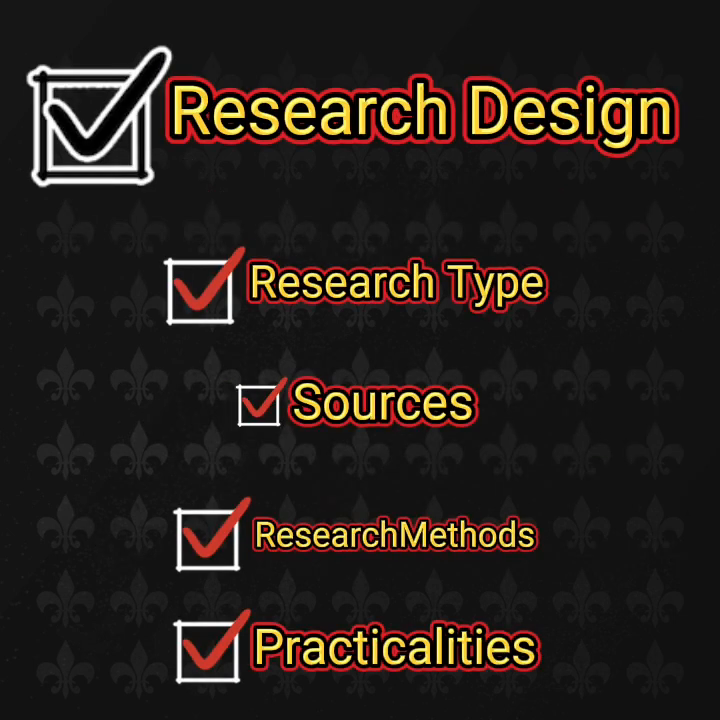The next is research design. The research design or methodology section should describe the overall approach and practical steps you will take to answer your research questions. Here are things you should describe in the research design section. Research type, if it is qualitative or quantitative, or primary or secondary. Sources: who or what will you actually study? Research methods: what tools and procedures will you use? Practicalities: any foreseeable obstacles in terms of time scale or resources required?